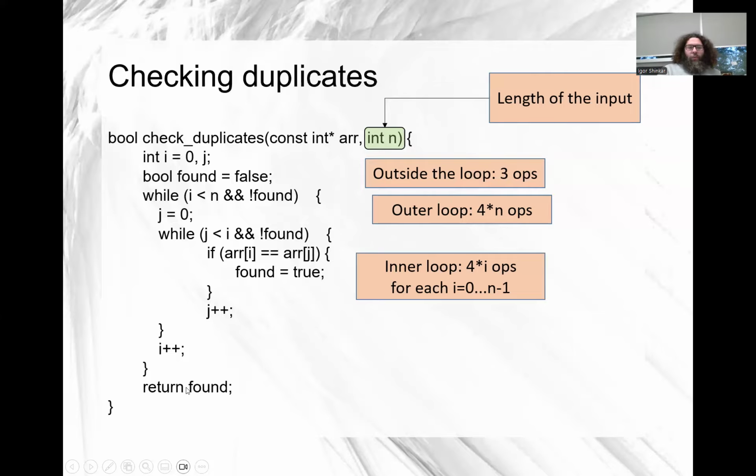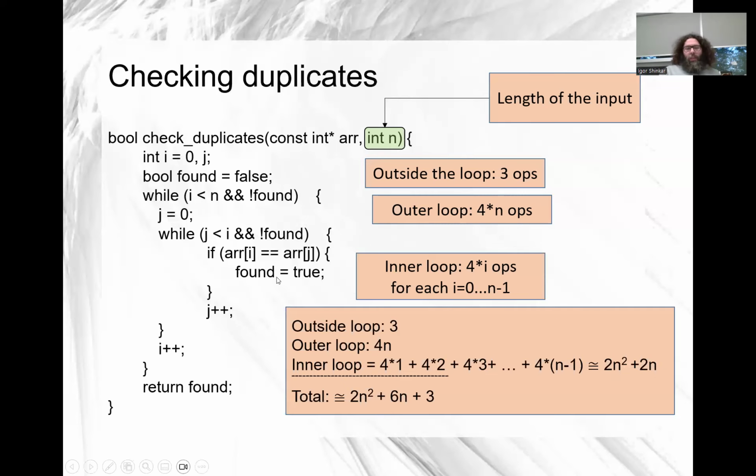This 1, 2, 3, 4 was counted for the outer loop, so that's 4n, and there is 4i for the inner while loop. So what's the total number of operations? 3 plus 4n, and the inner loop, well, this is the hardest one, I guess. It's 4 times 1 plus 4 times 2 plus 4 times 3 plus 4 times 4 and so on. When i is equal to n minus 1, this is 4 times n minus 1, worst case.